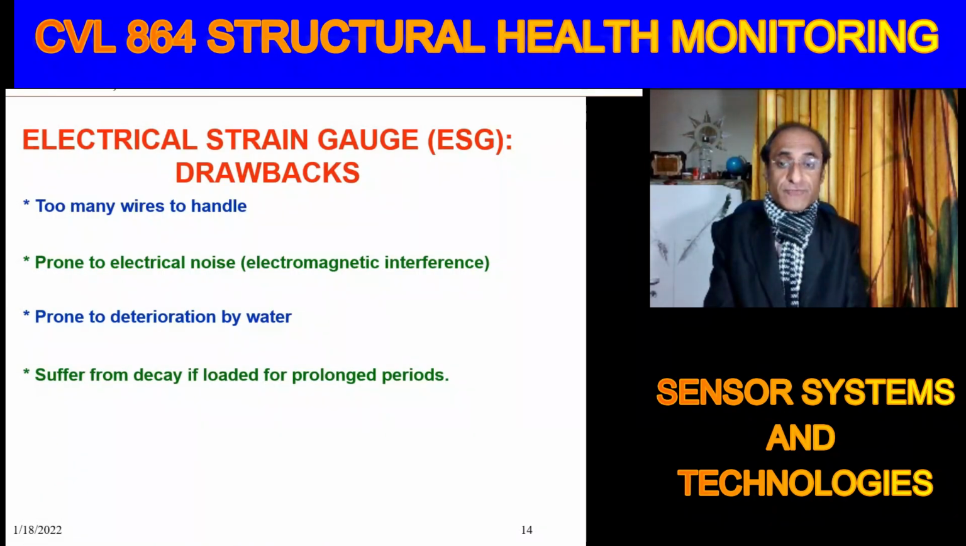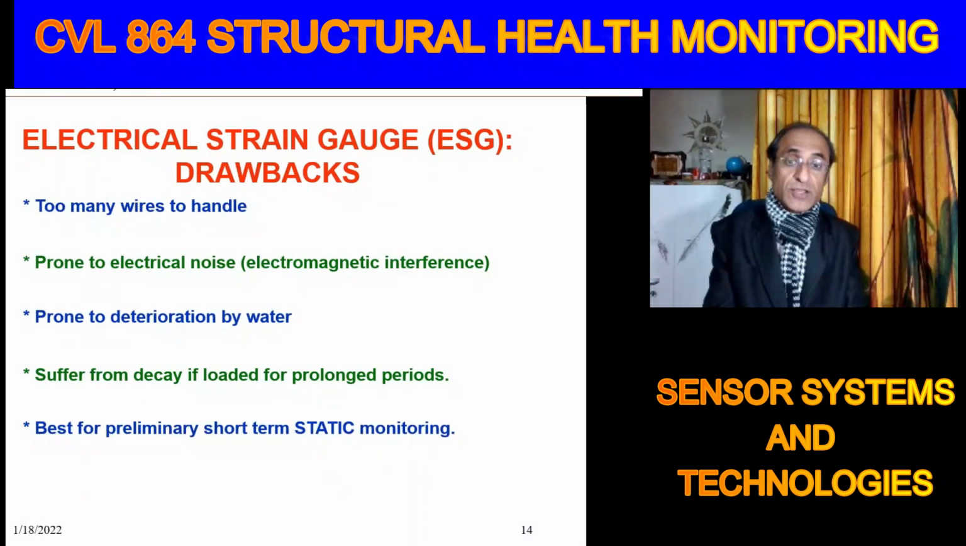Then they also suffer from decay if loaded for prolonged periods. If, for example, you are doing a test and you have just sustained some loading and you have left it, after 1 week, if you come back, you will see the phenomenon of stress relaxation. Even if this phenomenon is not on the component to be monitored, the strain gauges will exhibit this kind of phenomenon, and you will see fluctuation in the measurements. So they are suitable for short-term static monitoring, they are very good, but for long-term monitoring they are not good.